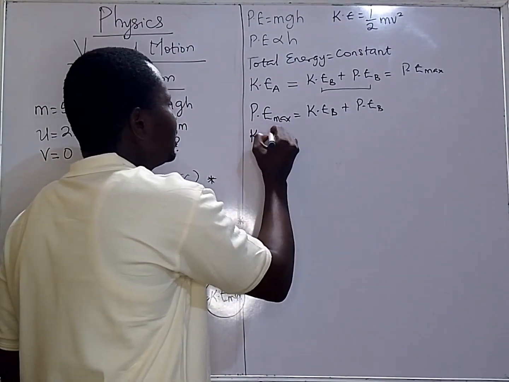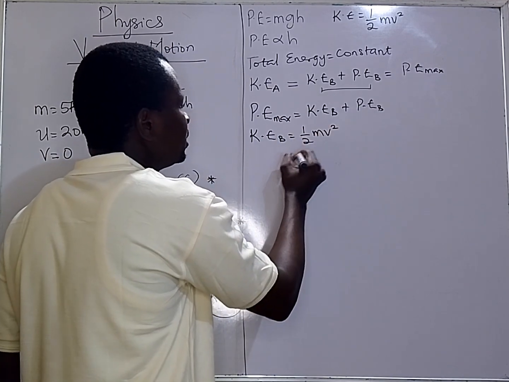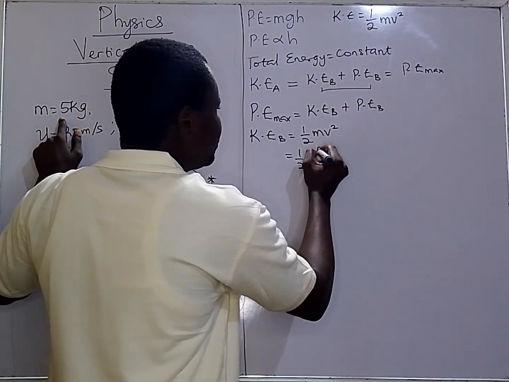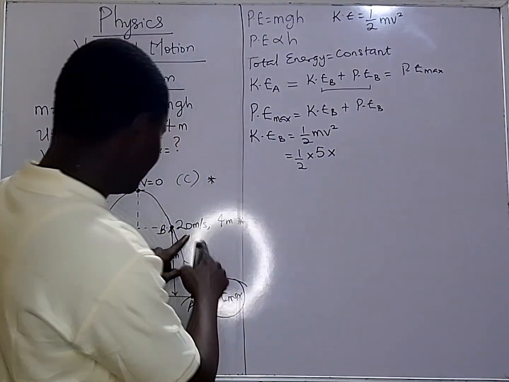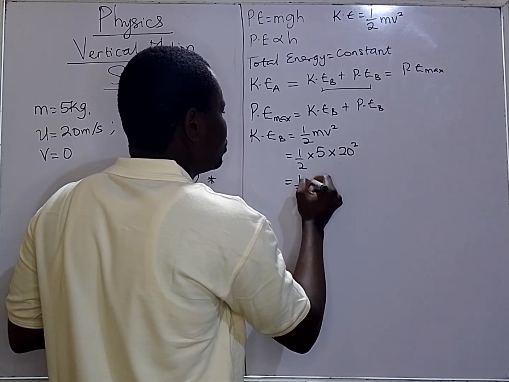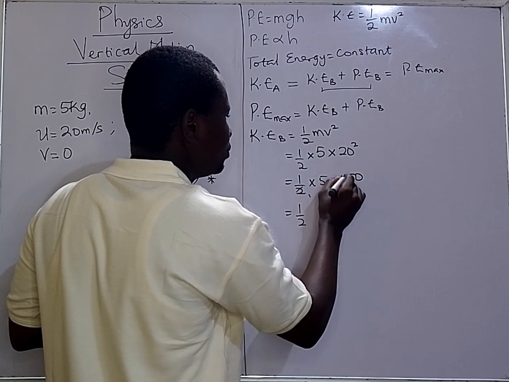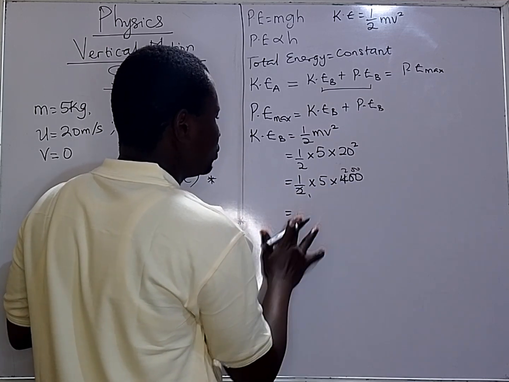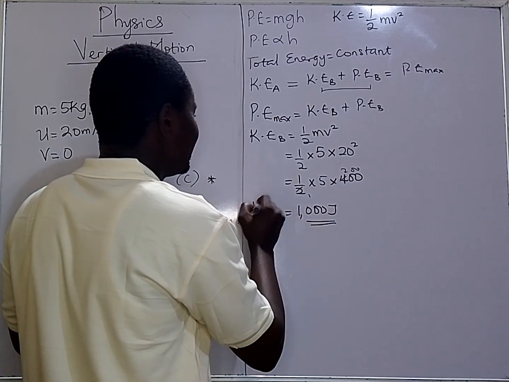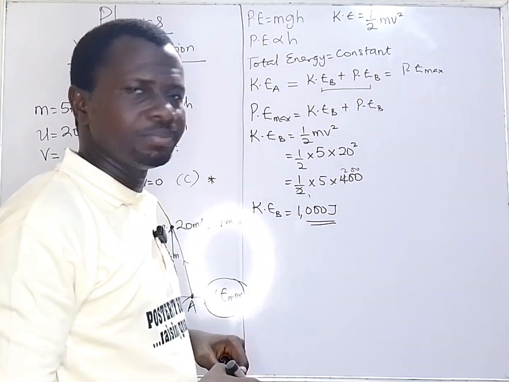So what's the kinetic energy at B? It's half mv squared. Let's write the formula again. Half, what's the mass? The mass is unchanging, it's 5. What's the velocity at B? 20, so that's 20 squared. That's 1 over 2 times 5 times 400. The 2 here and 400 here give 200. And that will give us 5 times 200, that's 1,000 joules. That's the kinetic energy at B.